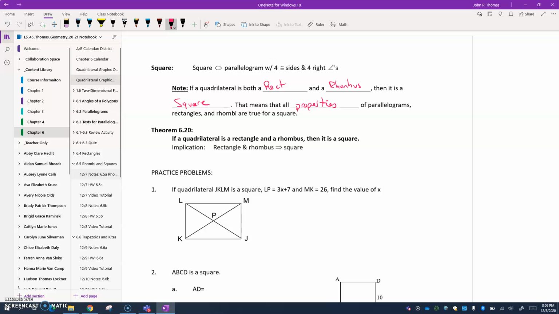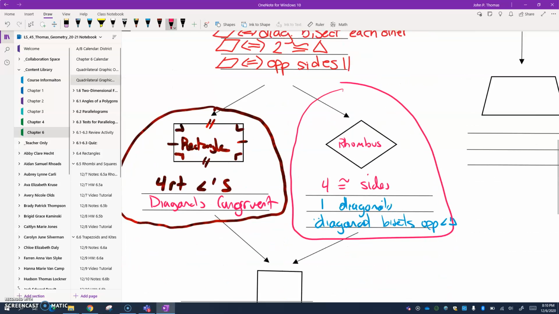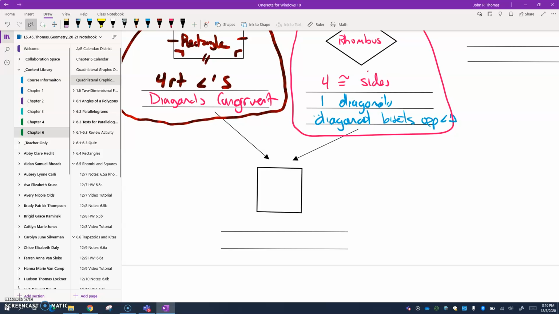So if we go back to our graphic organizer here real quick, we're moving down to this bottom one, which is a square. So we get four right angles. We get four congruent sides. And then we get every single property above. So you could really pick any of those choices above, and we could keep listing them here, but it's really all of the ones above. So we're not going to restate them here. We're just going to leave that they are back above.